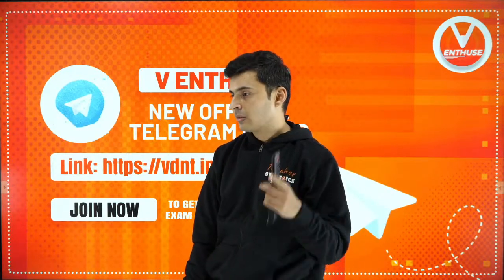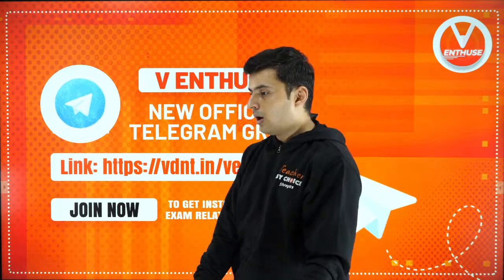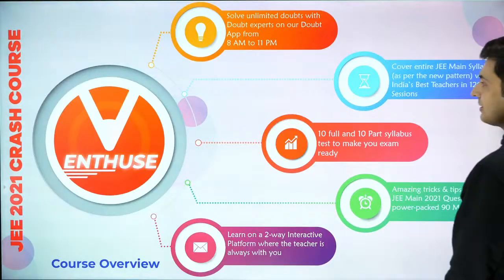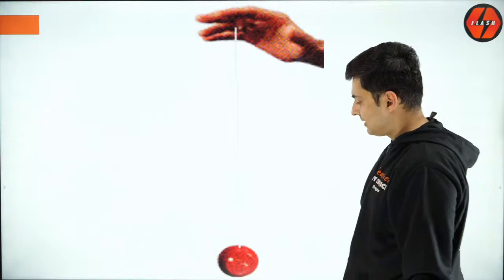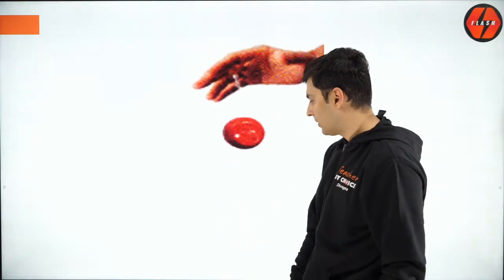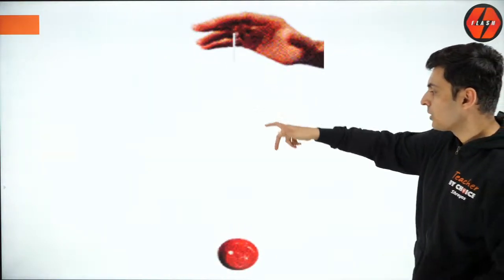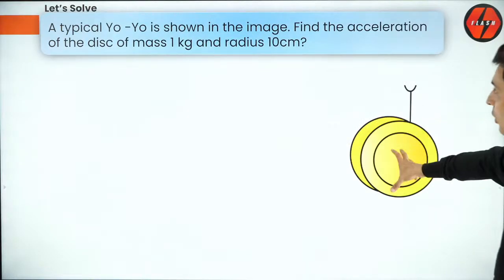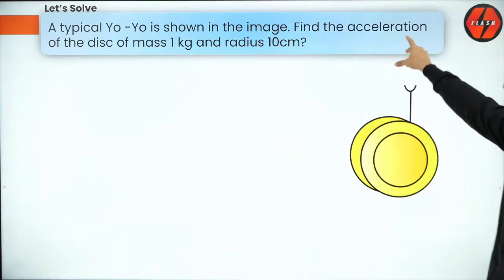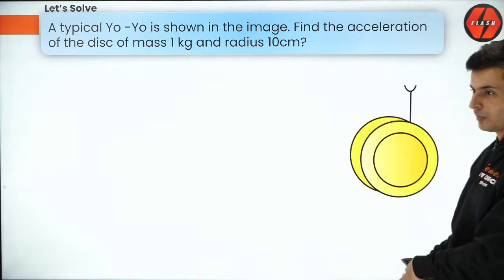All right, yo-yo problem. What is yo-yo? Yo-yo is this. This is yo-yo, not that emoticon. This is that yo-yo. So you leave this disc, it falls like that. So what is the acceleration of the yo-yo as it goes down?